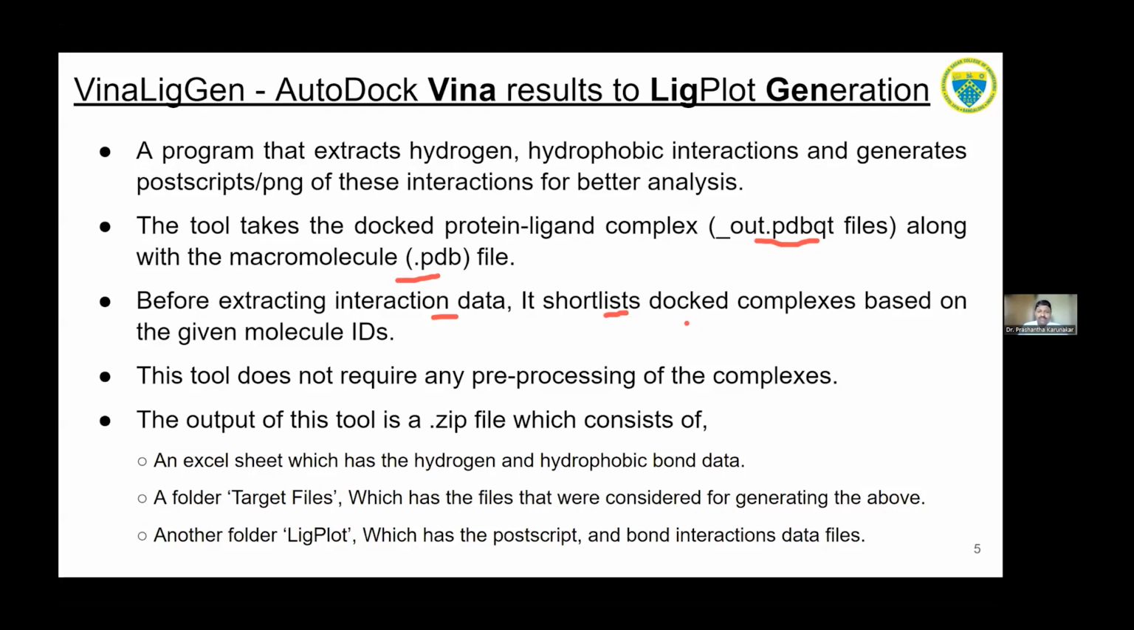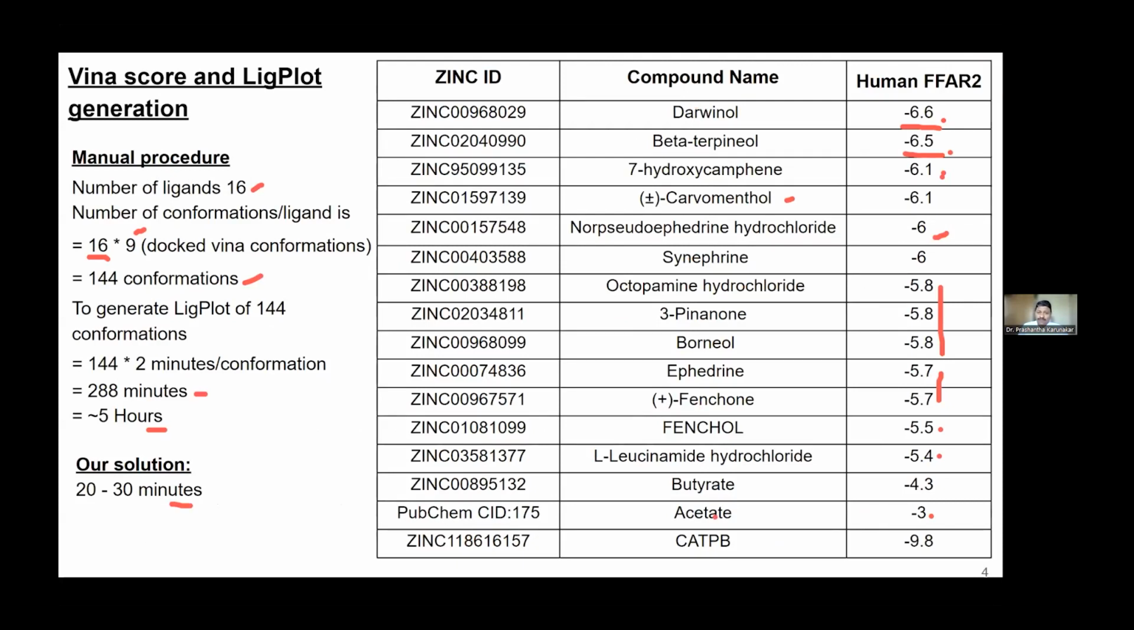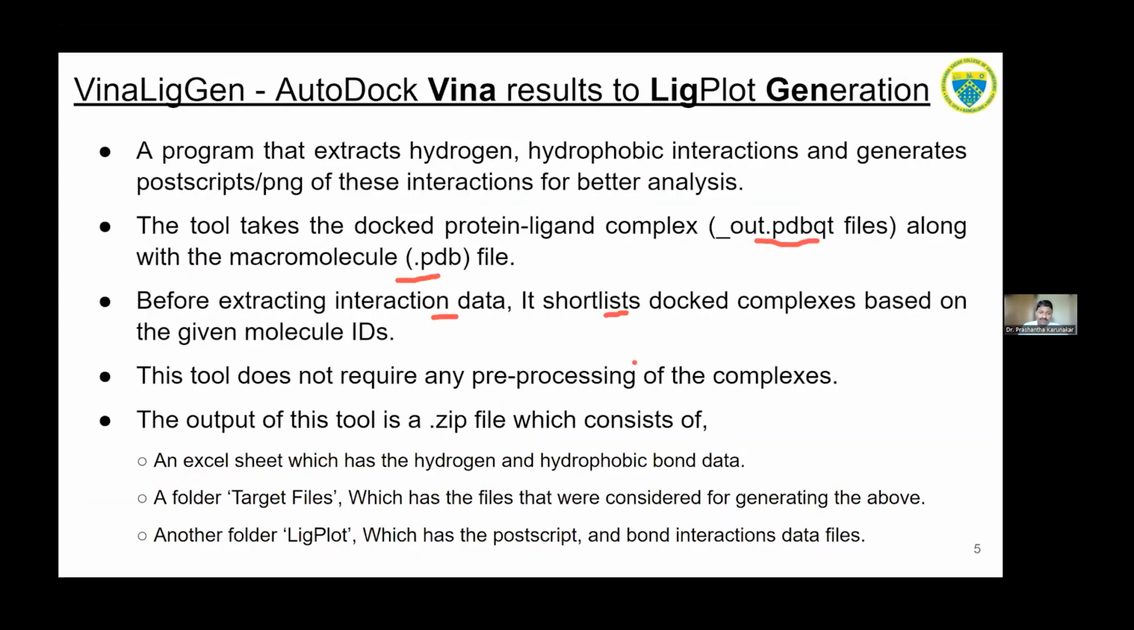What the shortlisted docked complexes refers to is, let us say we have 15, 16 ligands here. I do not want to see all the interactions. Let us say only 3 ligands, I want to see the interaction. Then we can just provide the ZINC IDs of the 3 ligands of our interest. That is also possible in the method that is developed.